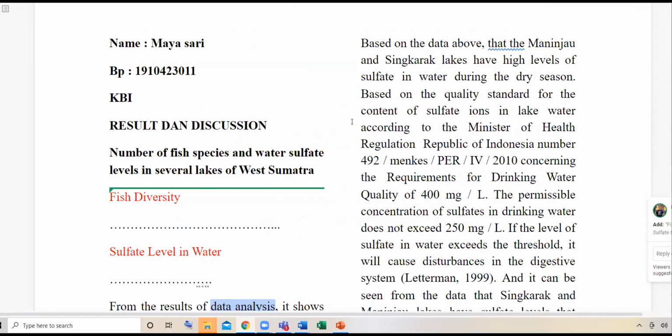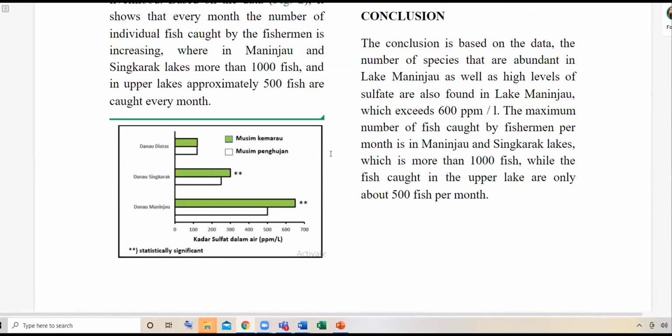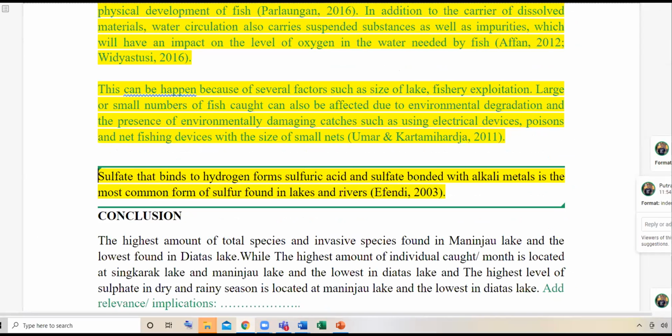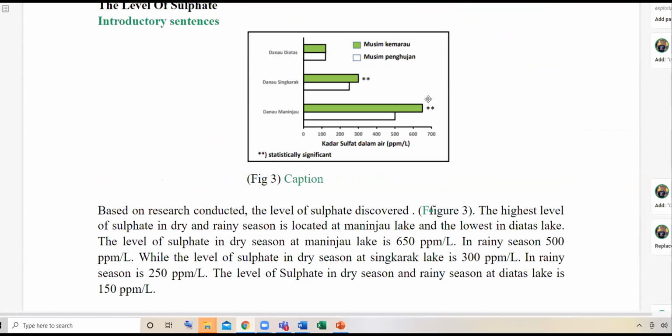Let's check whether Mayasari also put the limitations. The upper lake cover surface. So there is no limitation, it's just only the explanations about the data and the reference, of course. So do not forget to put the limitation. For example, what are the limitations on our data today? Probably we just collected the fish diversity, but what are the limitations in this data?